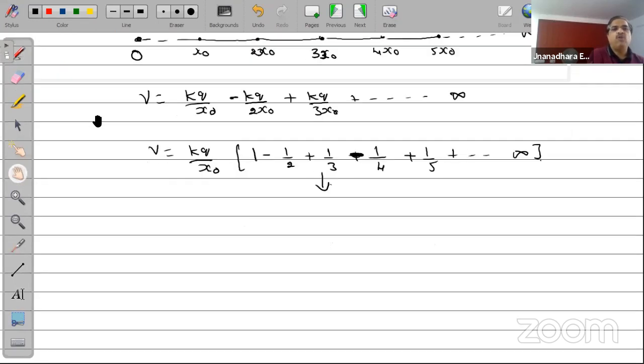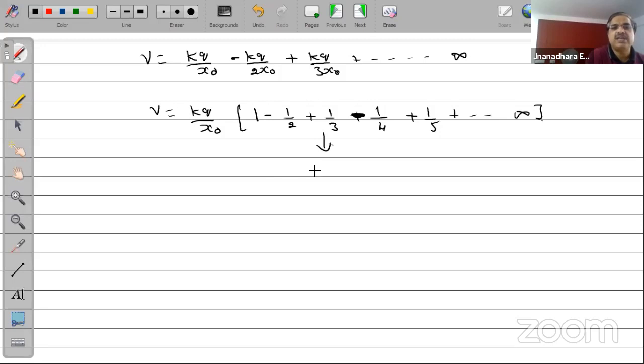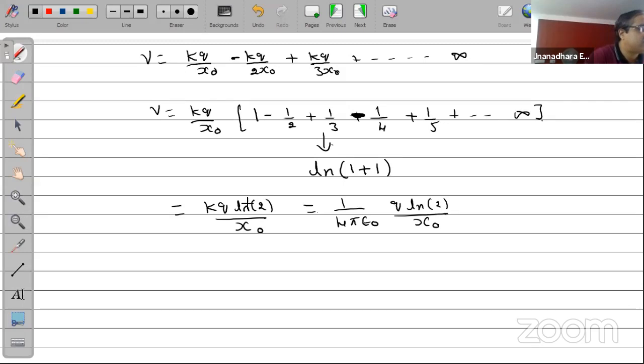Now what will be the sum of this? I hope you all know that this essentially can be written as ln of 1 plus 1, because this is where your series is varying. And hence you get this to be kq ln 2 divided by x0. Anyway, k is given to be 1 by 4 pi epsilon naught. So it should be equal to q ln 2 by x0. So see whichever is the expression that you get as the proper one for this.